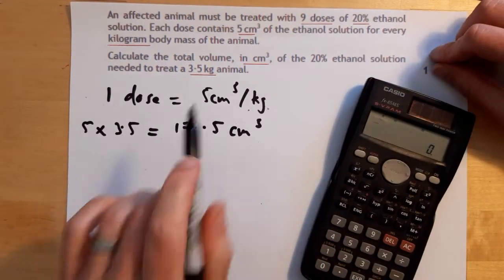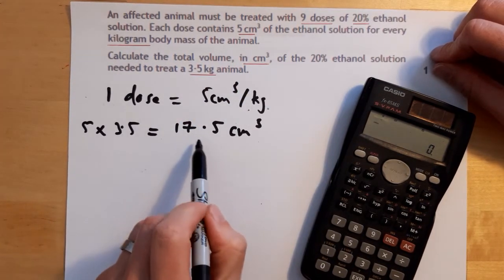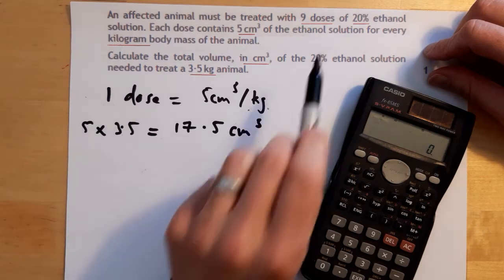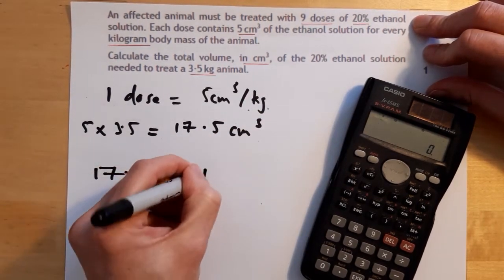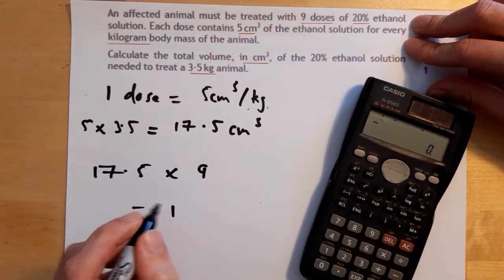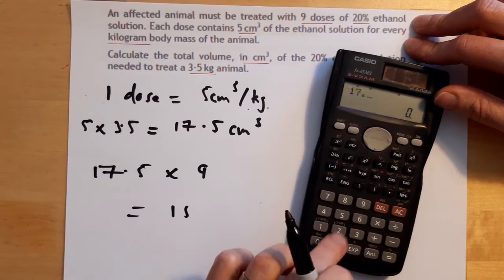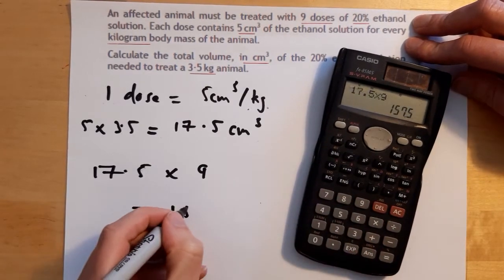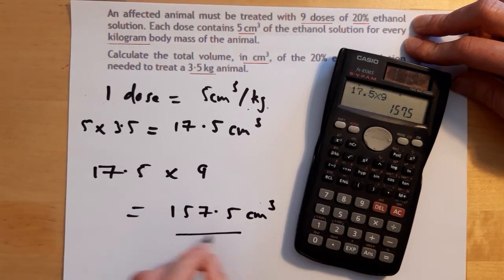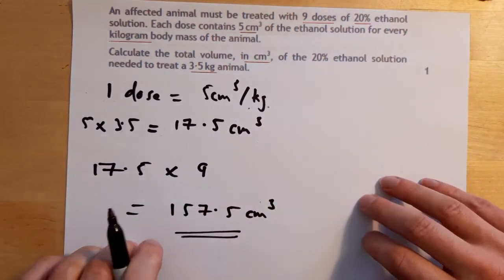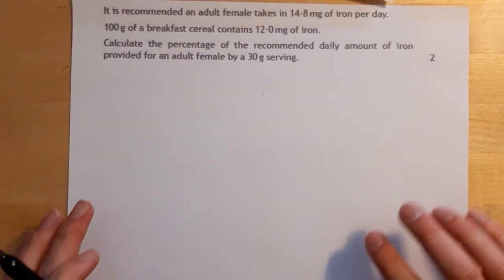The question is to calculate the total volume in centimeters cubed that we would need. So for every dose, it's 17.5 centimeters cubed. We need 9 doses. So our answer is 17.5 times 9, which equals 157.5 centimeters cubed. Okay, so that's number 2. Next one.